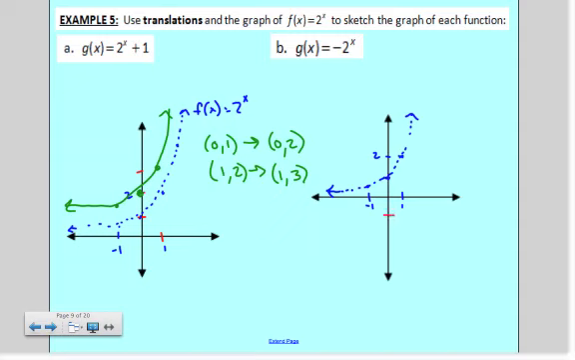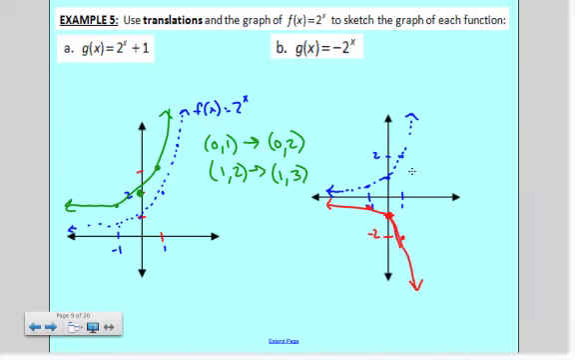So 0, 1 is going to become 0, negative 1. 1, 2 is going to become 1, negative 2. And that point, which is what, negative 1, 1/2? Is negative 1, negative 1/2. Yeah. So it looks like the mirror image over the x-axis.